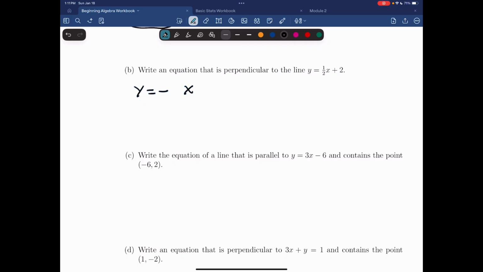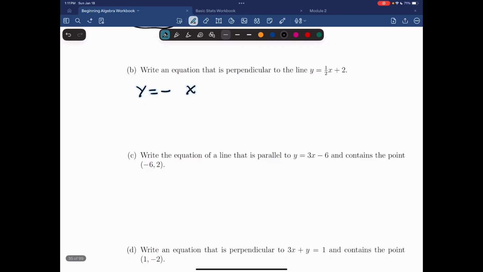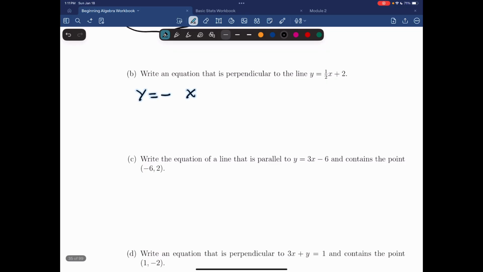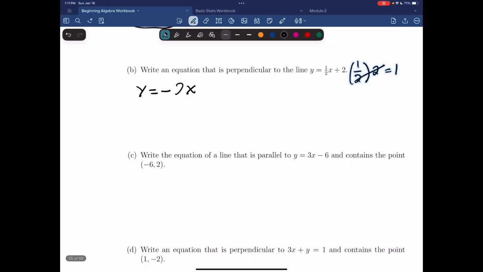Now, our slope must be the reciprocal of what we're given. So to get 1/2 equal to 1, I'm going to multiply this by 2, because these 2's cancel and you just get 1. So the reciprocal of 1/2 is 2. So we get y equals -2x.